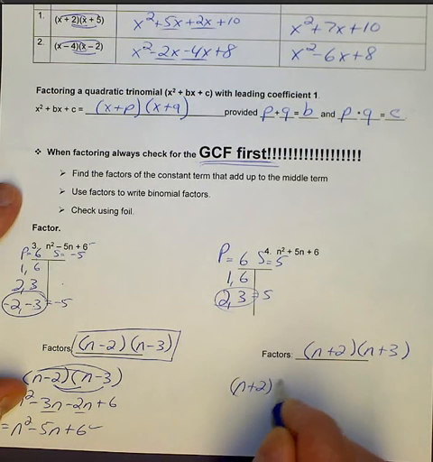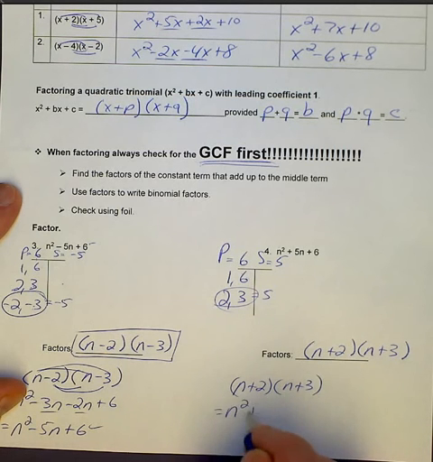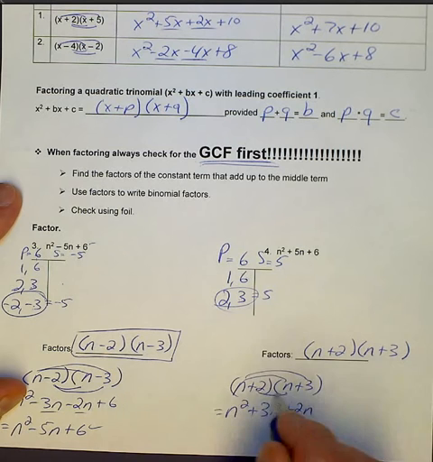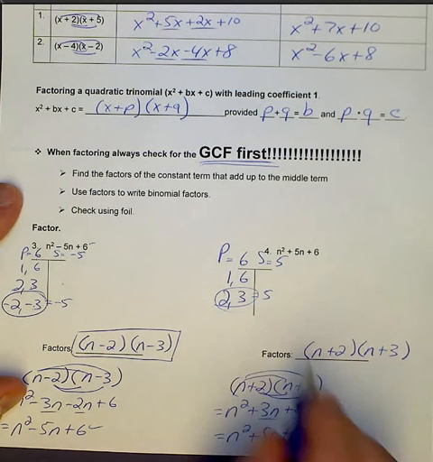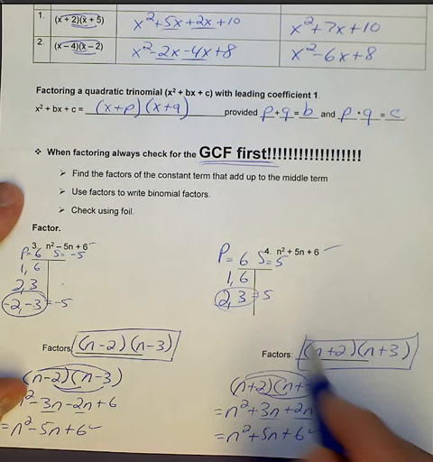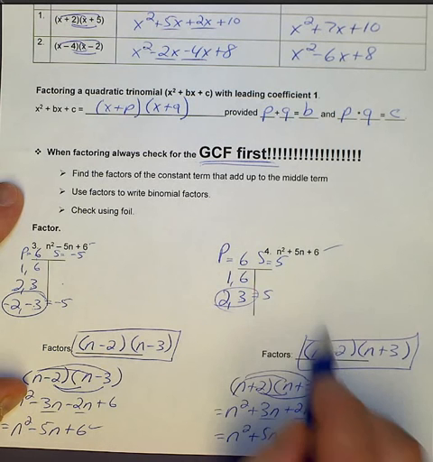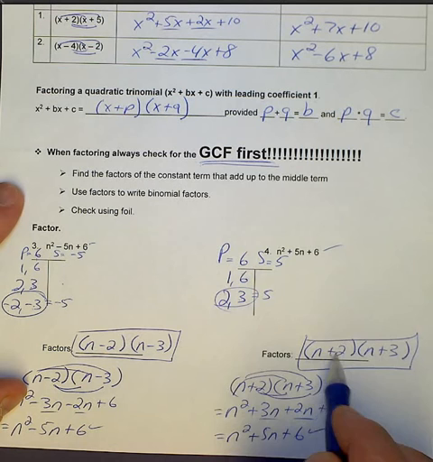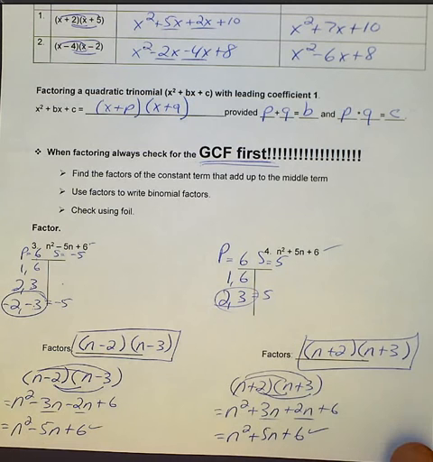N plus 2 times n plus 3. We get n squared plus 3n first, outside, inside, plus 2n, and the last, plus 6. Combine my like terms, n squared plus 5n plus 6. This is the same as that. It checks, meaning these are my factors. I factored this and got this. And if I FOIL this back out, I got that back. So I know it's the right answer. Alright. So, let's do number 5.